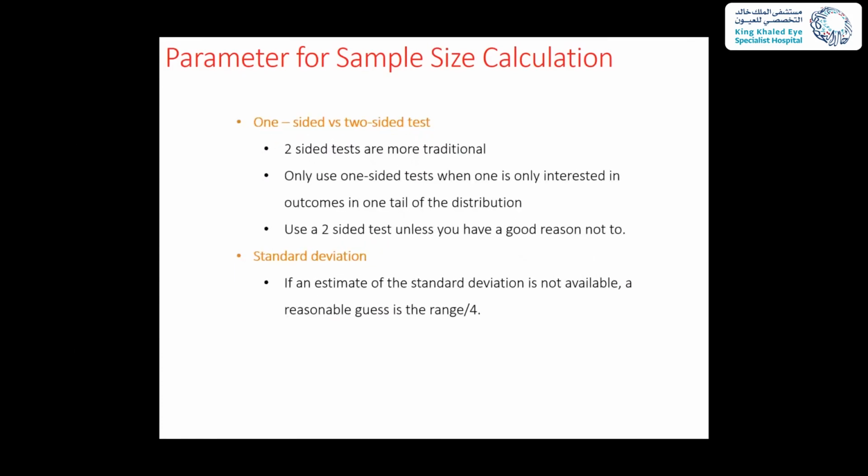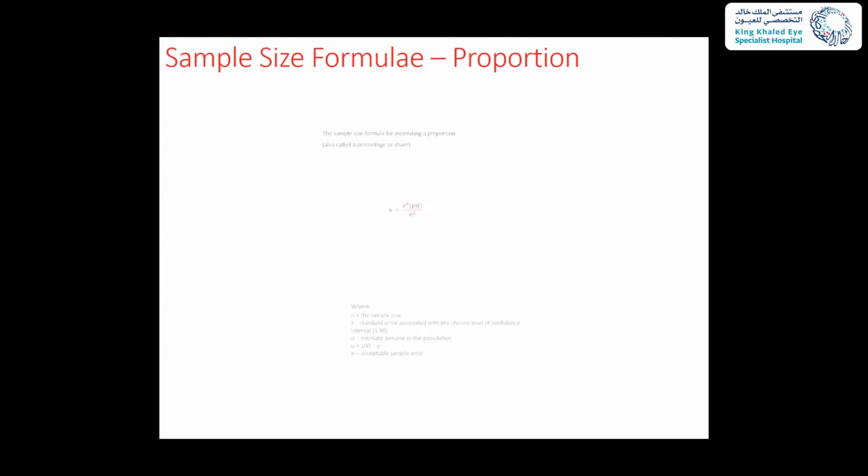Always use two-sided tests rather than one-sided whenever you want to calculate your sample size. And if you do not have any idea about the standard deviation, you can assume it by dividing the range over 4. This is the most acceptable standard deviation if there is no reference in the literature.